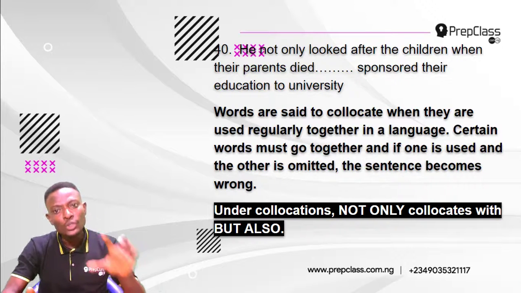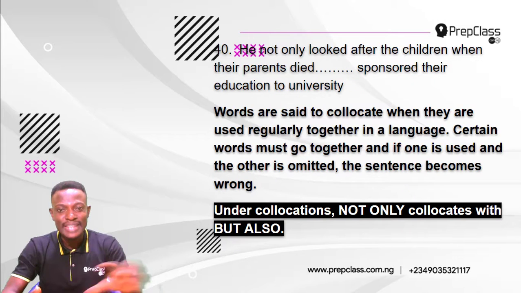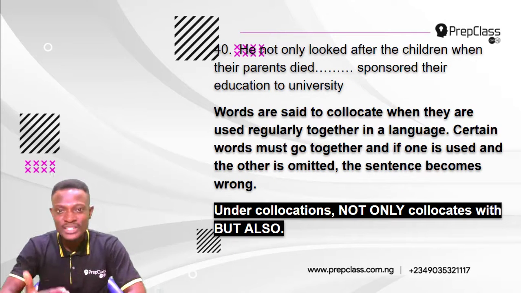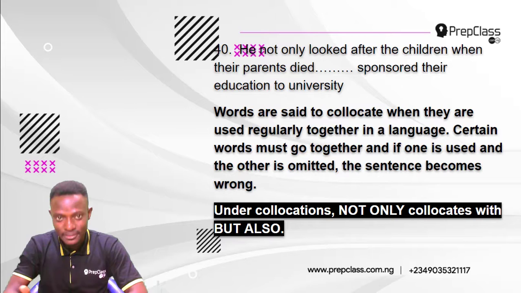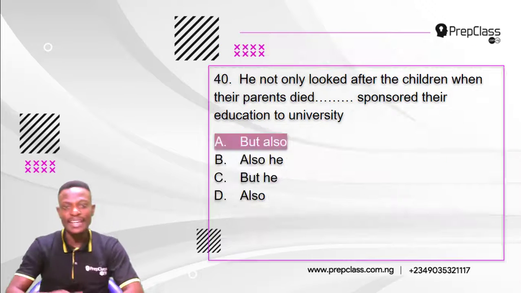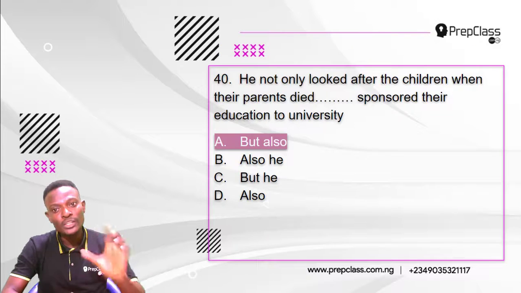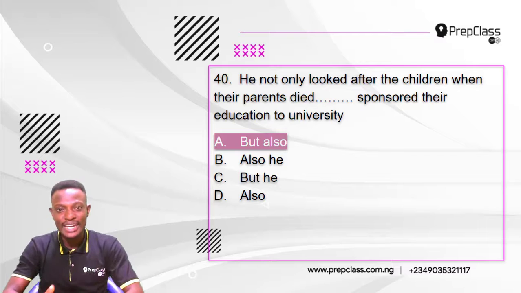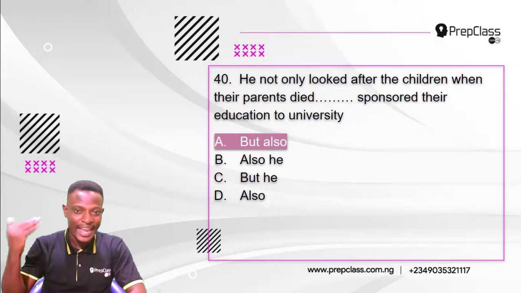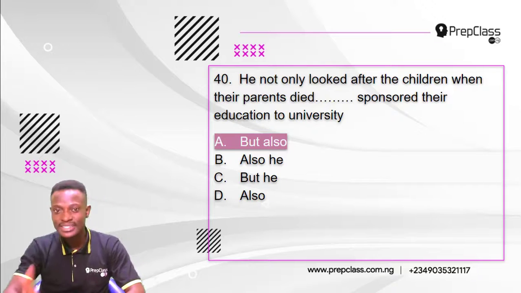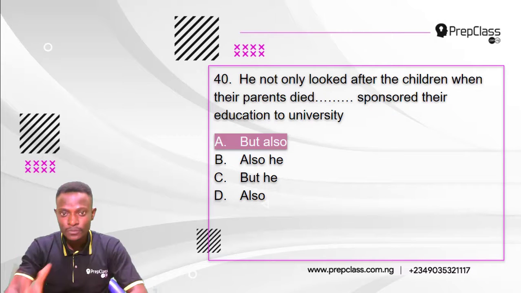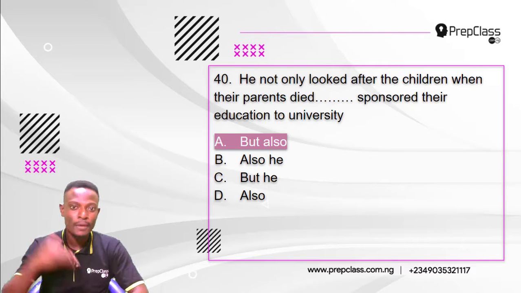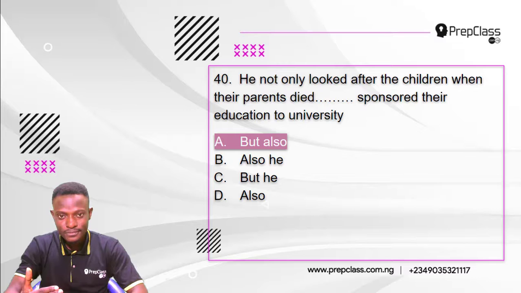He not only looked after the children when their parents died, but also sponsored their education to university. So the answer is option A. This is an example of collocations. Not only collocates with but also.